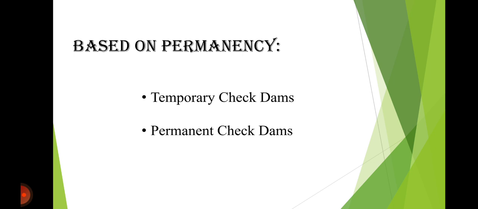Logs are firmly fixed across the gully, useful in areas where timber is readily available, generally used for temporary erosion control. Gabion check dam, made using wire mesh baskets filled with stones, strong and flexible, suitable for gullies with relatively high runoff, can withstand some movement without complete failure.